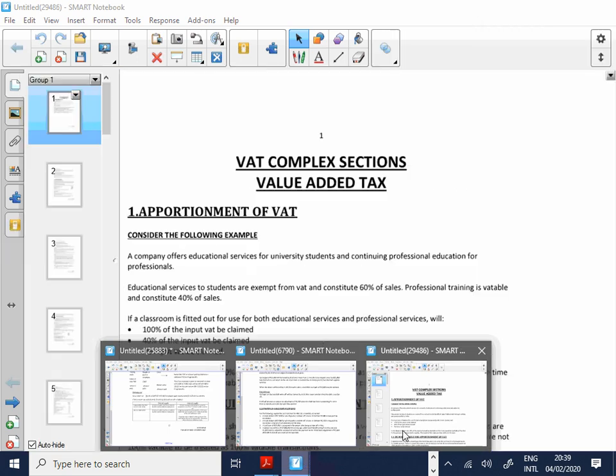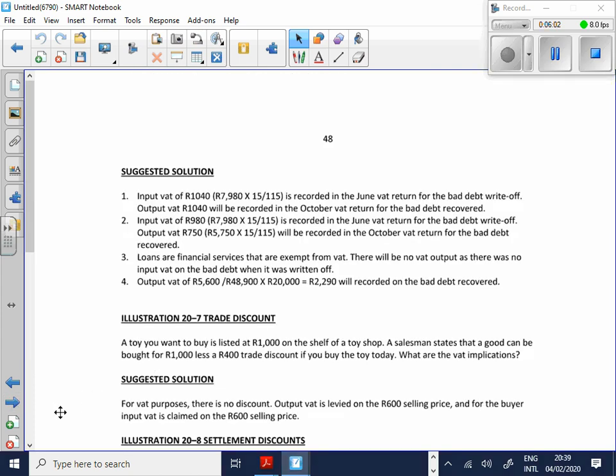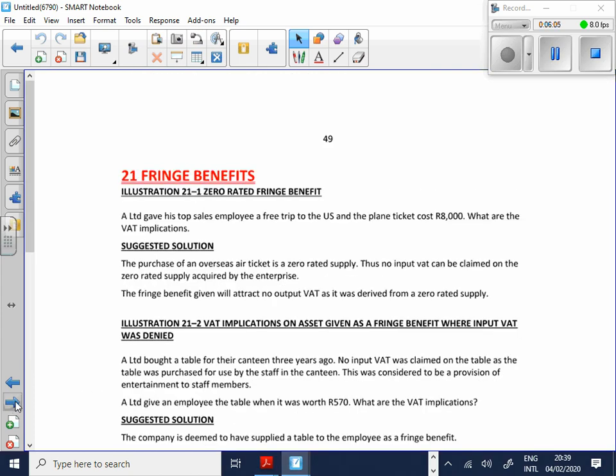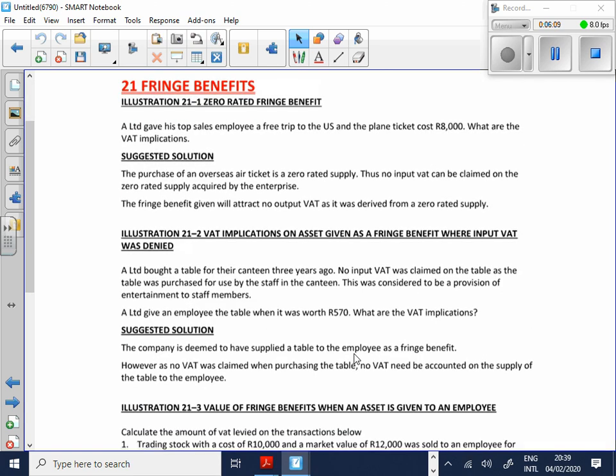There are lots of them. Okay. So it says A Limited gave his top sales employee a free trip to the US and the plane ticket cost $8,000. What are the VAT implications, guys? An overseas air trip is zero rated. So what's going to happen with the fringe benefit? Zero rated. I'd like you to write some stuff now.